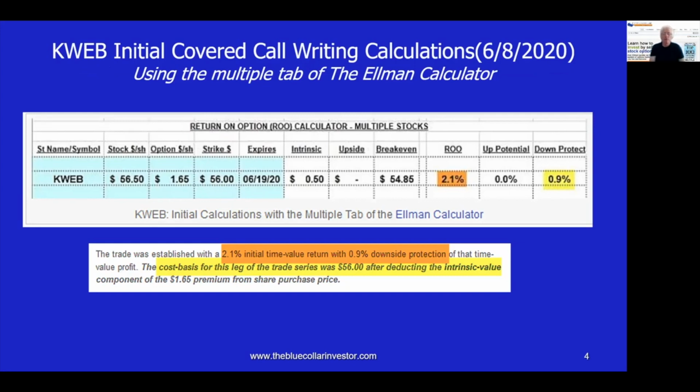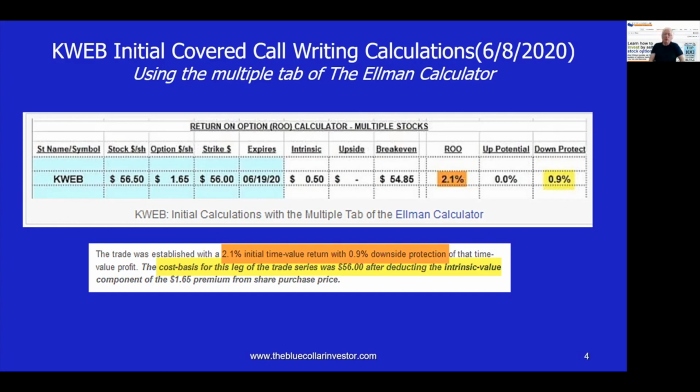We have in the blue cells on the left KWEB trading at 56.50. This is how the trade started, and the 56 call was sold at $1.65. The calculator then tells us that the initial time value return, deducting the intrinsic value, is 2.1%. Remember, that was only an 11-day return. And that's guaranteed as long as the stock does not decline by more than 0.9%, or to below that 56 strike by expiration Friday, 11 days away.